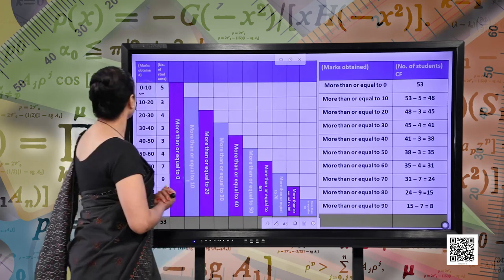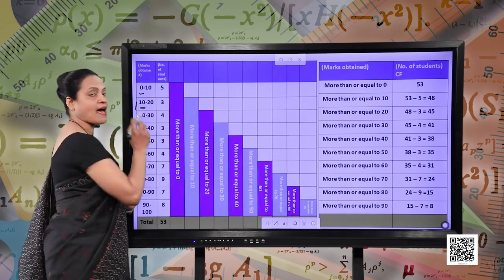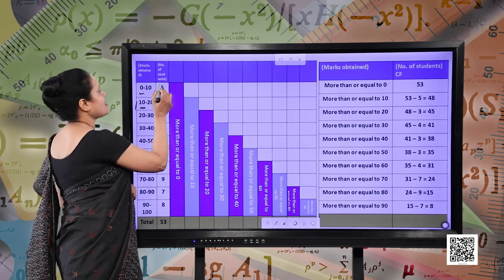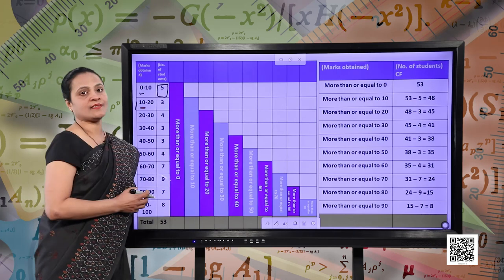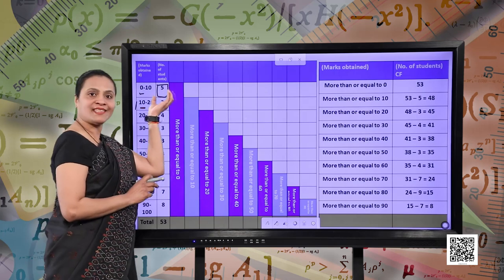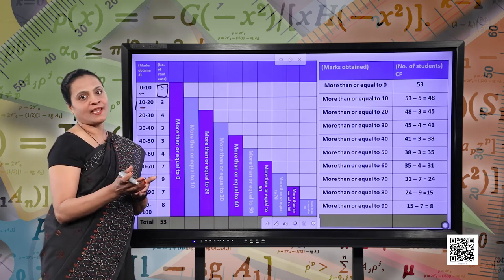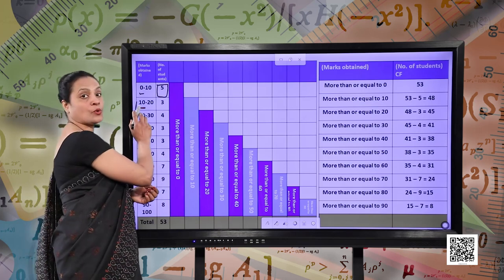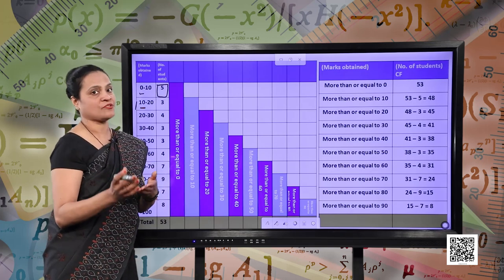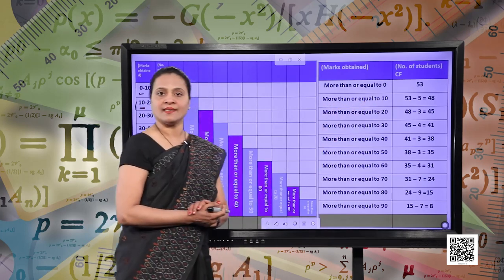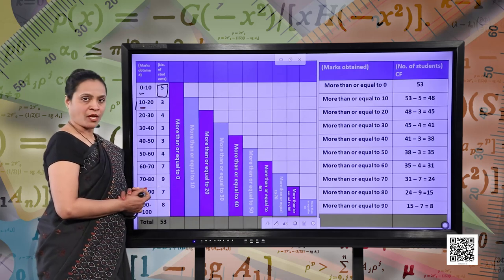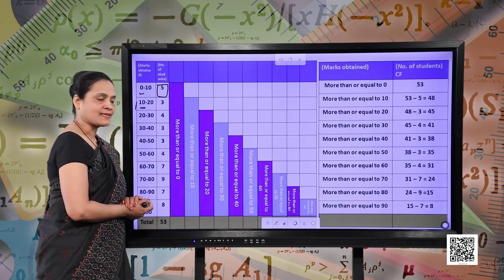If I ask you, how many students have scored marks more than or equal to 10? You can see there are only these 5 students who have scored marks less than 10. So, we are going to exclude these 5 students from 53. So, the number of students who have scored marks more than or equal to 10 will be 53 minus 5, that is 48.